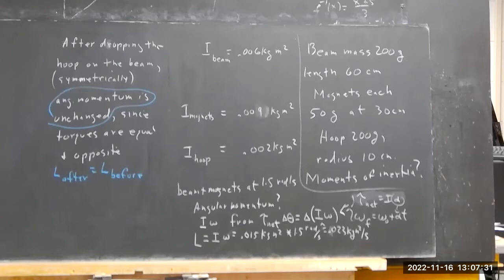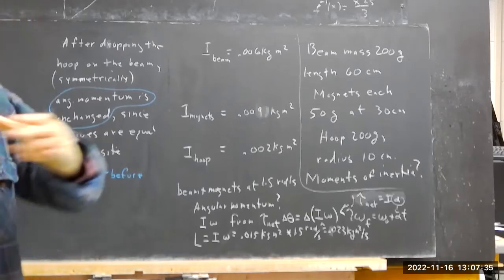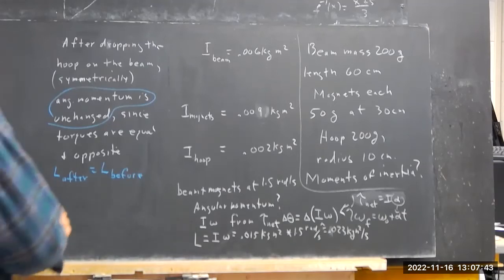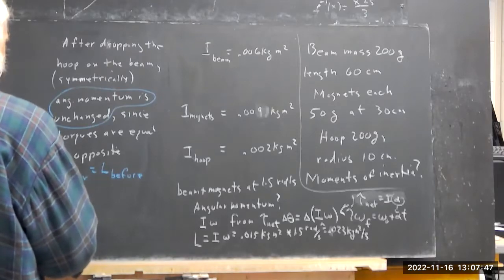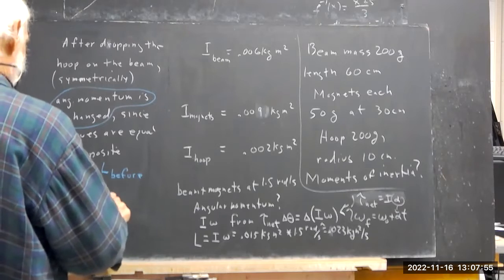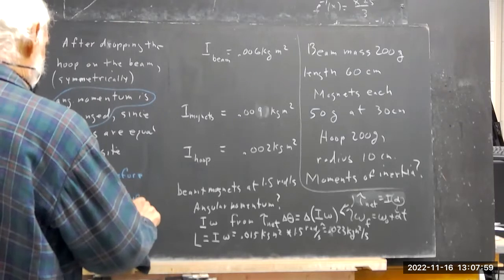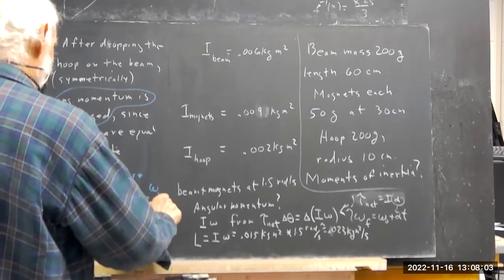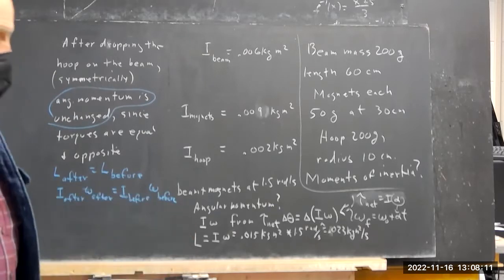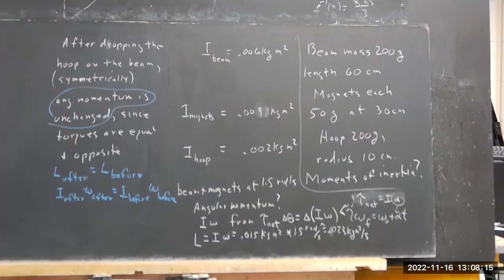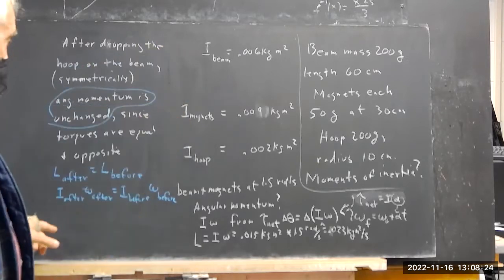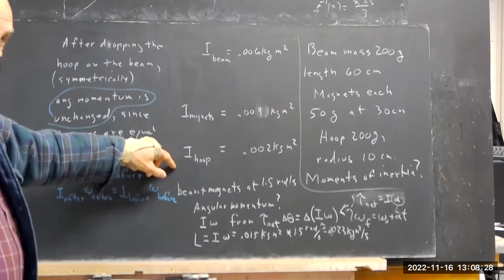Now it's always a little hard to decide what subscripts to use, how to make up the symbols that are going to represent everything, but y'all did okay. The most straightforward is I after times omega after equals I before times omega before. Now that doesn't contain all the symbols. You could write I before as I beam plus I magnets, and I after as I beam plus I magnets plus I hoop.